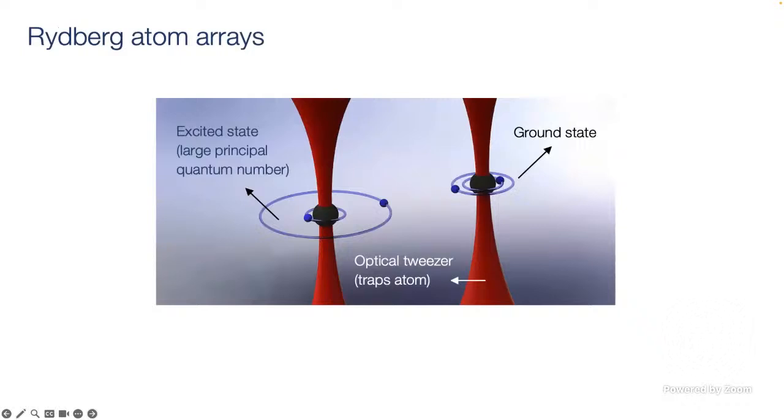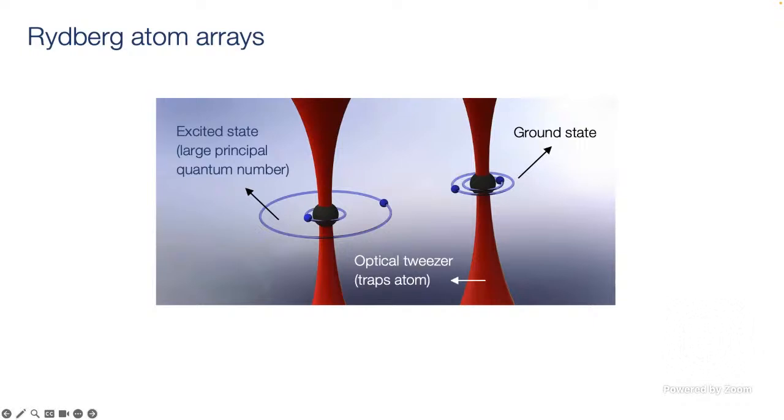So the platform we are going to be looking at today, Rydberg atom arrays. Many of you in the room have heard a lot about this platform, but in case you haven't, I just want to give you a quick overview of the system. So what we have are a bunch of atoms that are trapped in optical tweezers. So optical tweezers are tightly focused laser beams, and these atoms are trapped here.